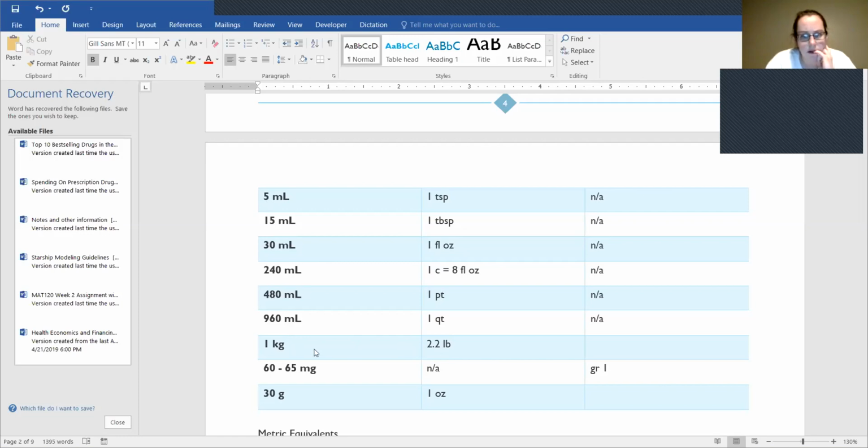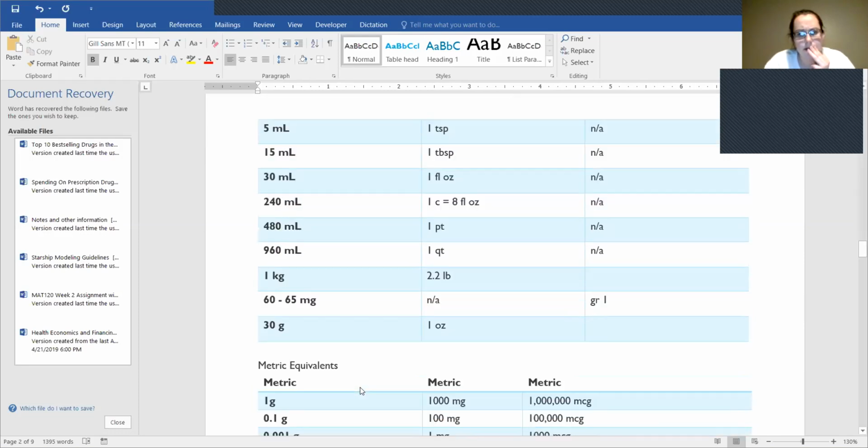Now, here's a good reason we don't use the apothecary system. A grain, depending on the product, is either 65 milligrams or 60 milligrams. 65 to 60 is not quite 10%, but that's not good enough. So this is one of the reasons we don't like to do that. And there is no equivalent in the household.